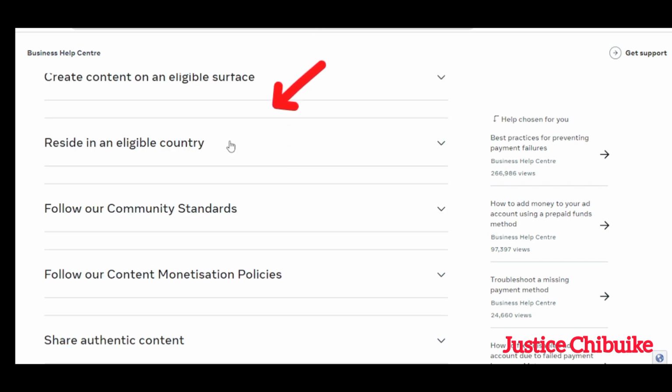Here they are telling you that you should reside in an eligible country. On Facebook, there is a list of countries that are eligible to earn and be monetized. So you should know those countries, and if you are not living in those countries, it will be very difficult for you to monetize. So here they are telling you to follow their community standard.